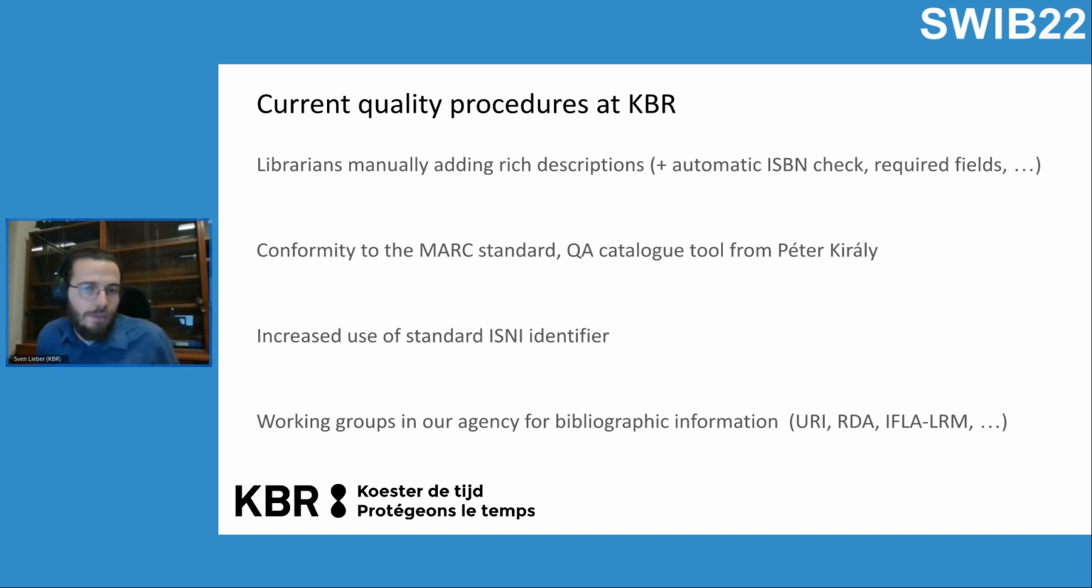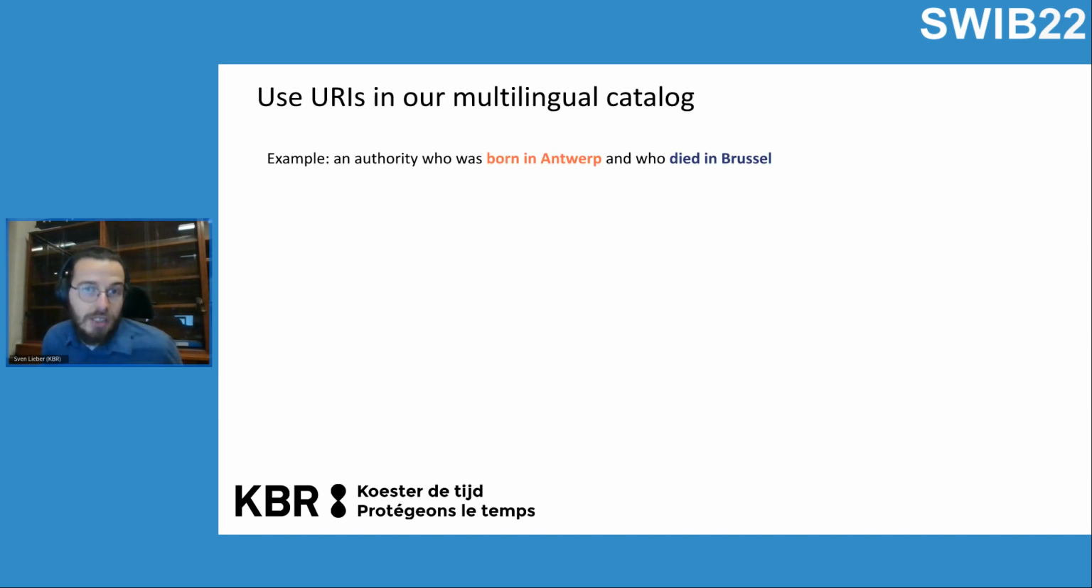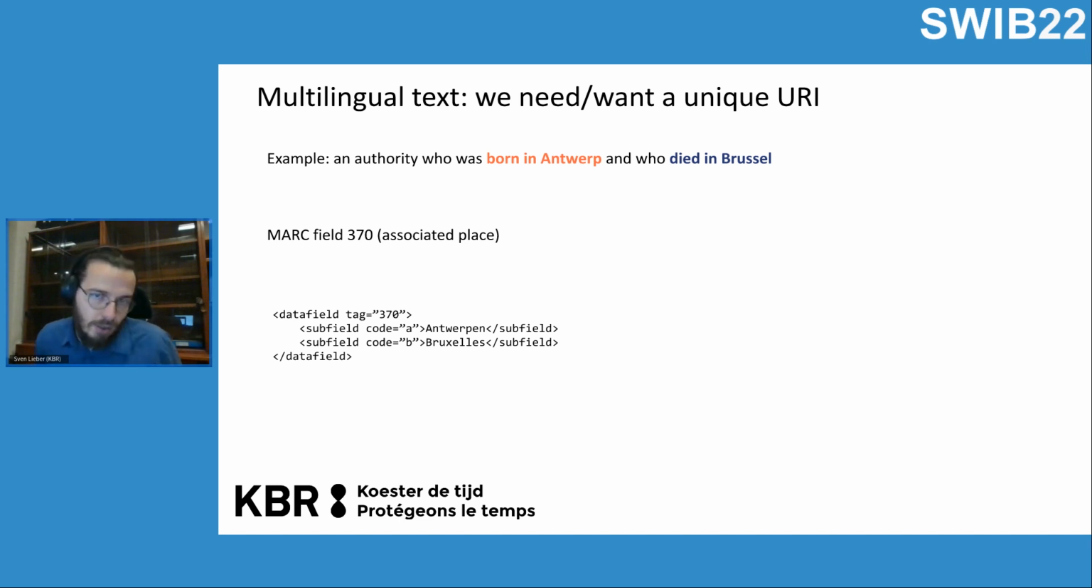And last but not least, we also have different working groups within our agency for bibliographic information around different topics. To give one example, we have a URI working group. Because in Belgium, we have several official languages, we also have a multilingual catalog. And if you, for instance, have the use case that you have an authority where you have to represent the information that this person was born in the city of Antwerp and died in the city of Brussels, you can use, of course, the MARC field 370, but it might look like this in our catalog.